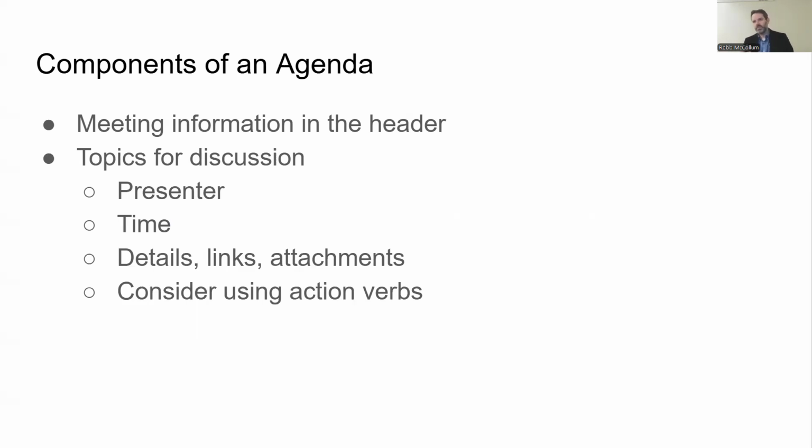Another thing to consider here is using action verbs to describe the topic. So instead of just saying something like quarterly results, which is just a noun phrase, what are you supposed to do with the quarterly results? Is this because you want to report on them? Is this because you want to discuss them? Is this because you want to set goals? So using some action verbs, whether it is to discuss, decide, investigate, what is the goal of that portion of the meeting in relation to the topic?